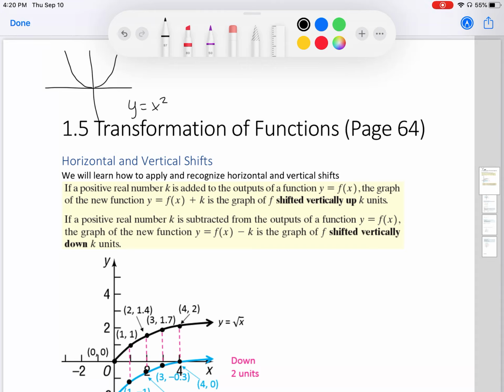We can move it left, right, up, or down. We can also make it skinnier, wider. We can also make it open down. You can do so many things to change it from the basic or parent function. So there are tricks, I guess you can say, to know straight from the beginning what kind of transformations you have without having to graph it. That's what this section's about.